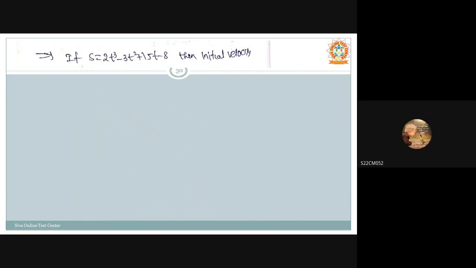T is equal to 0. Very good. So initial velocity means your t is equal to 0. So now tell me what is your velocity at t is equal to 0? What is the velocity of this particle at the initial position? 15, sir. Very good, 15. If you take the derivative of this, it will become 6t square minus 6t plus 15, right? If you substitute t as 0, you just get this constant, so that is your 15. Meter per second is your unit. This is your required velocity. Clear?